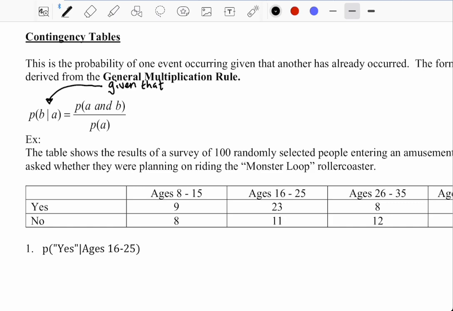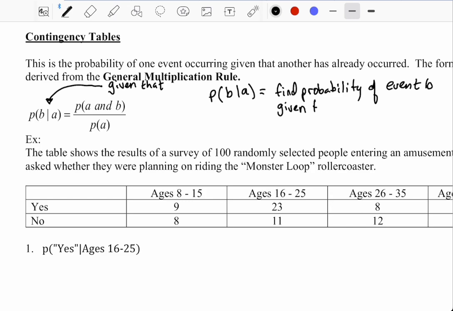or such that, say it different ways, but you could say knowing that, right? So when I say probability of B vertical line A, I'm really saying to find the probability of event B given that event A has occurred.